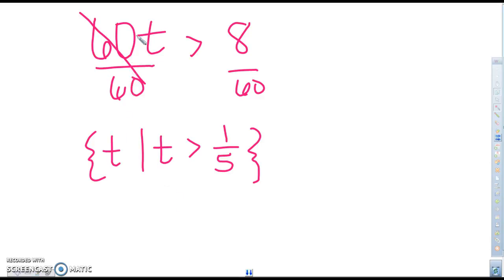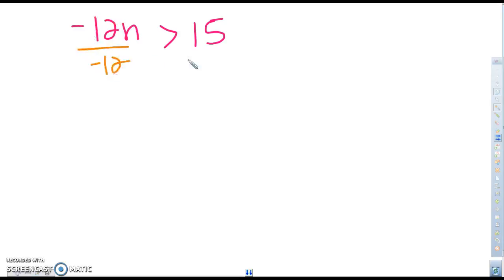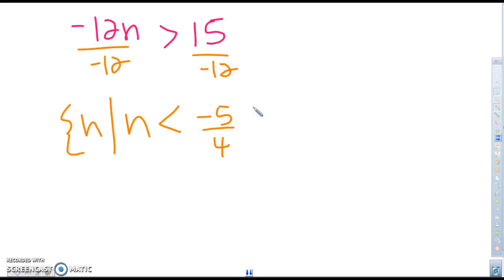Go ahead and try this last problem on your own. Negative 12n greater than 15. So I hope you kept in mind the fact that this was a negative 12. When I divide by that negative, I have to flip my sign. So instead of greater than, I now have n less than. 15 over 12 simplifies to negative 5/4. So I have n such that n is less than negative 5/4. Close the fancy parentheses. Okay?